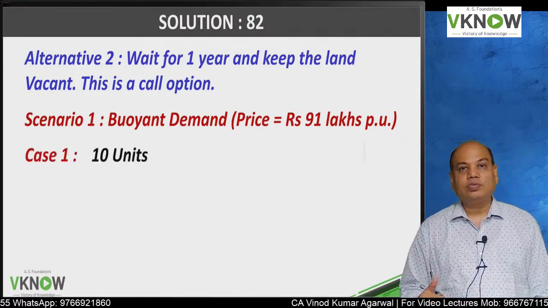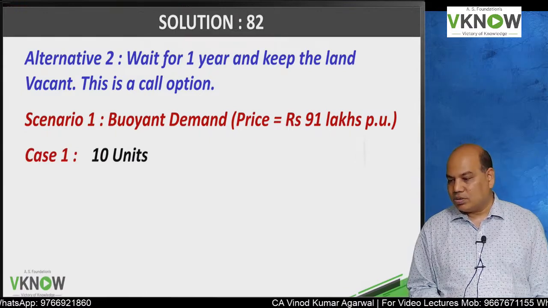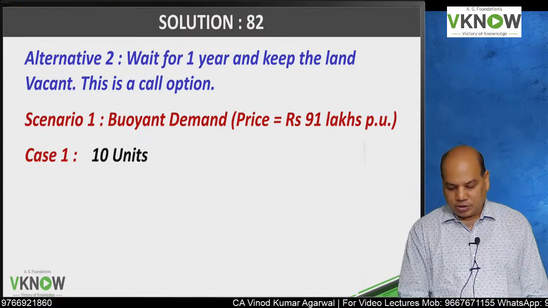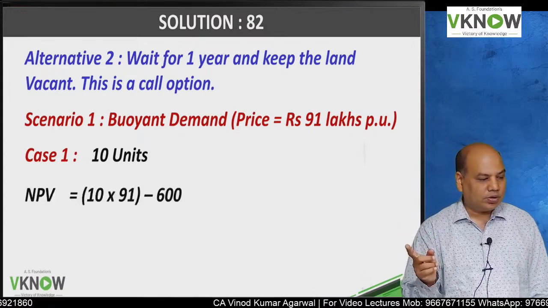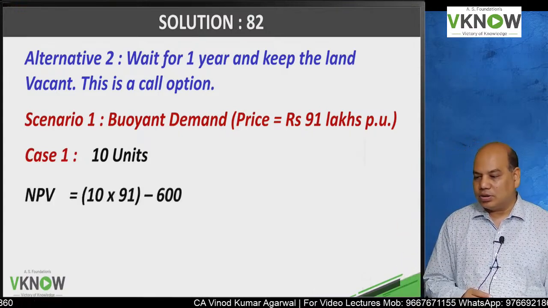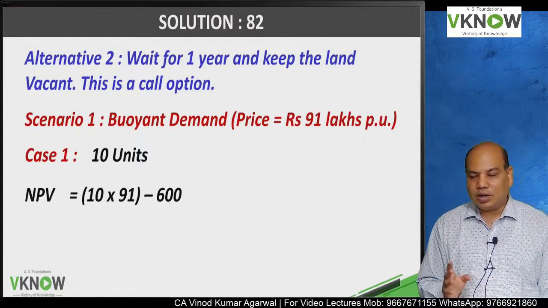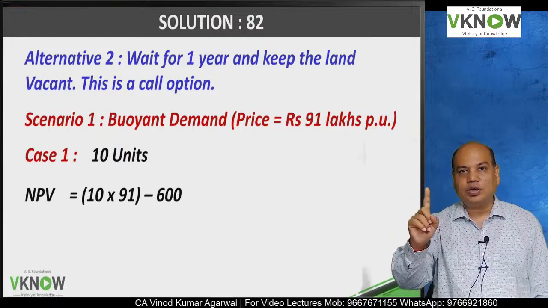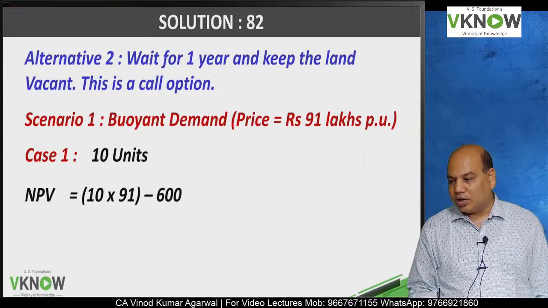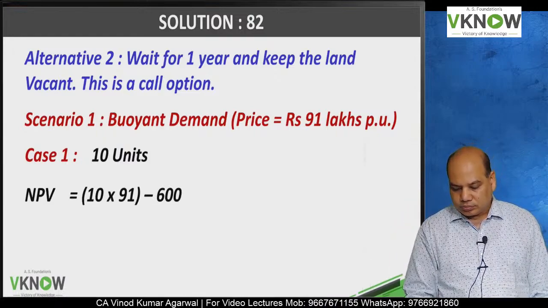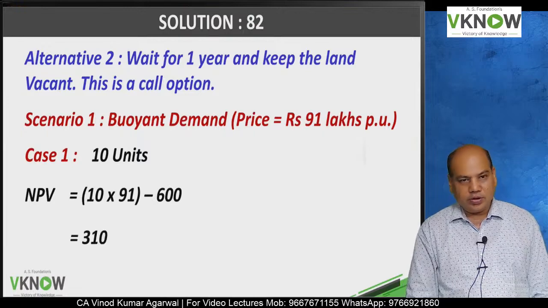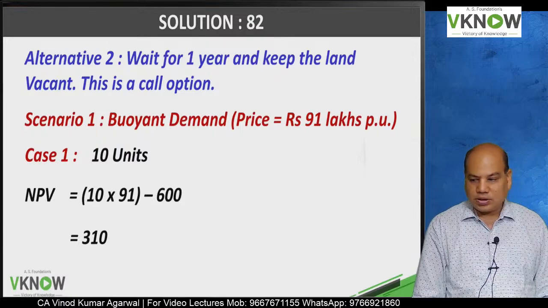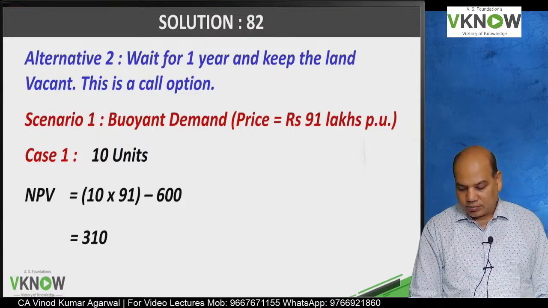And here also we have two choices. We can construct 10 units or 15 units. Case 1, 10 units. If I construct 10 units, my NPV after 1 year, I need to discount it, don't forget, will be 10 into 91 minus 600, 310.